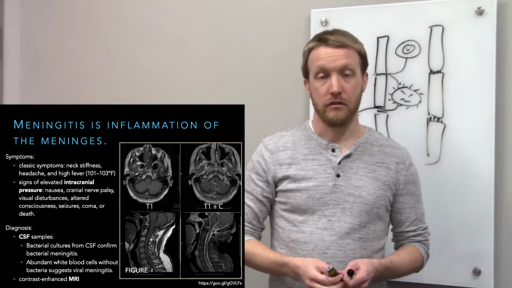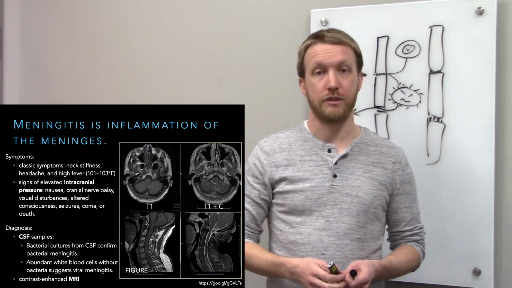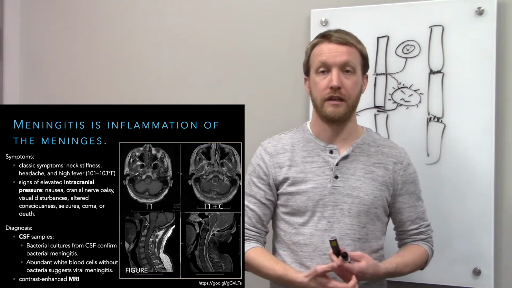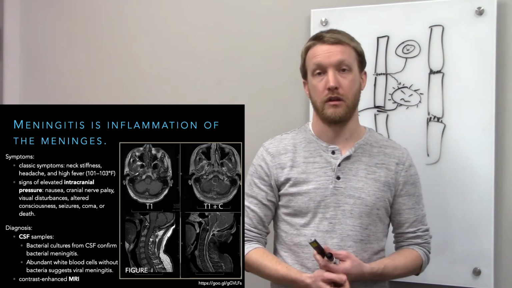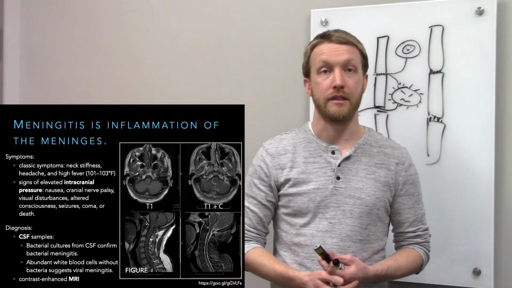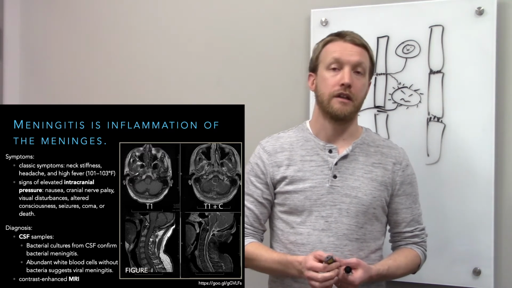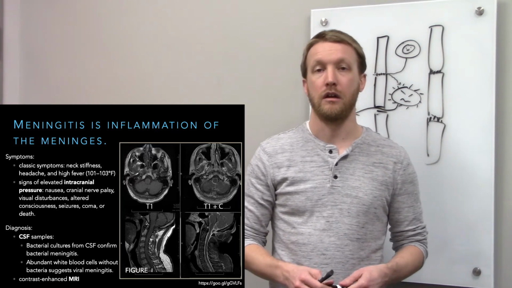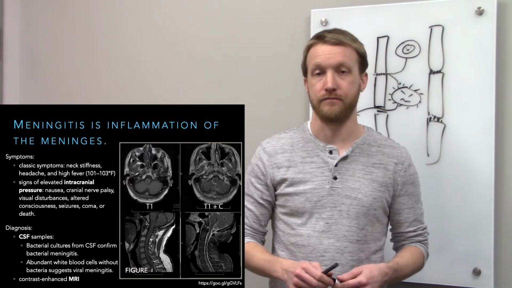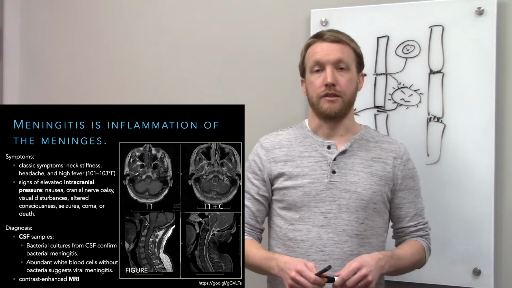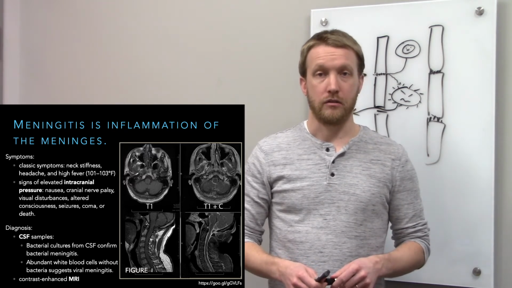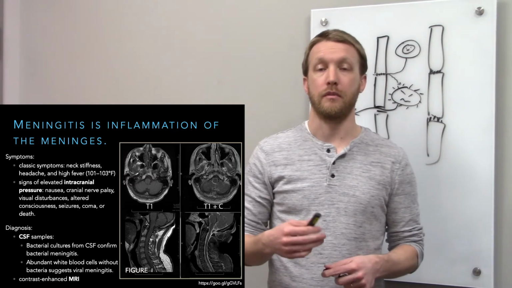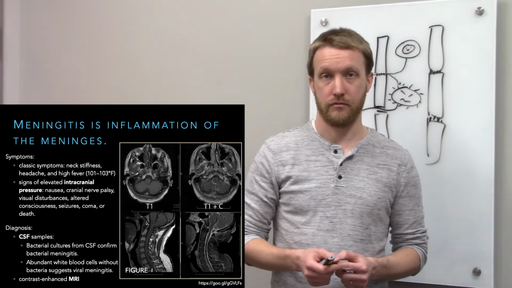The infection leads to inflammation, which can lead to intracranial pressure buildup. So elevated intracranial pressure is another common symptom of meningitis. That elevated intracranial pressure, of course, causes your typical signs of nausea. It can affect cranial nerve function. It can certainly lead to seizure activity. It can alter consciousness. If bad enough, of course, it can lead to coma and death.